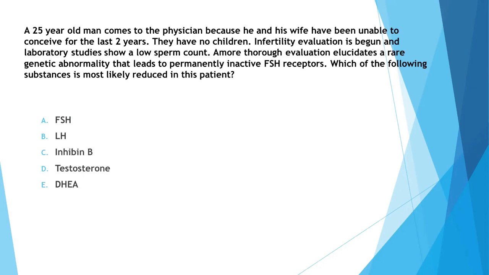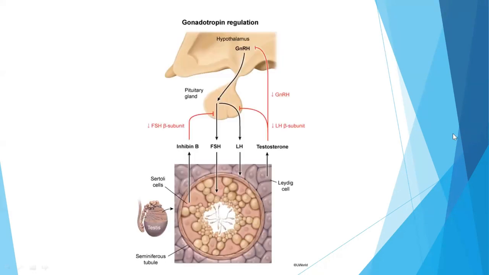We will come back to the question, but let's first discuss gonadotropin regulation. When the hypothalamus secretes the gonadotropin releasing hormone, this acts on the anterior pituitary, and then the anterior pituitary secretes the FSH and LH. Now, when the FSH and LH are secreted, the follicle stimulating hormone acts on the Sertoli cells, and the Sertoli cells then release the inhibin B. The luteinizing hormone acts on the Leydig cells. So the L for L, luteinizing hormone, Leydig cells, and Leydig cells secrete the testosterone.